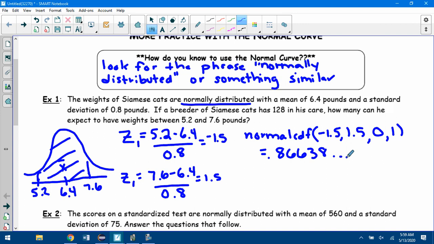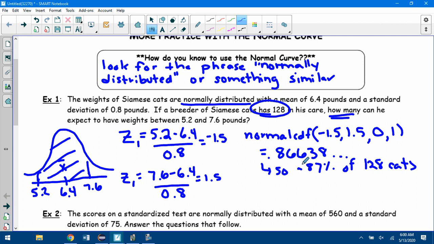Now think of what that means. That means about 86.6% of the data is between these values right here, or so about 87% of his 128 cats. Because this question specifically said how many. When you see how many, you have to remember that this is a percentage that they're giving you.